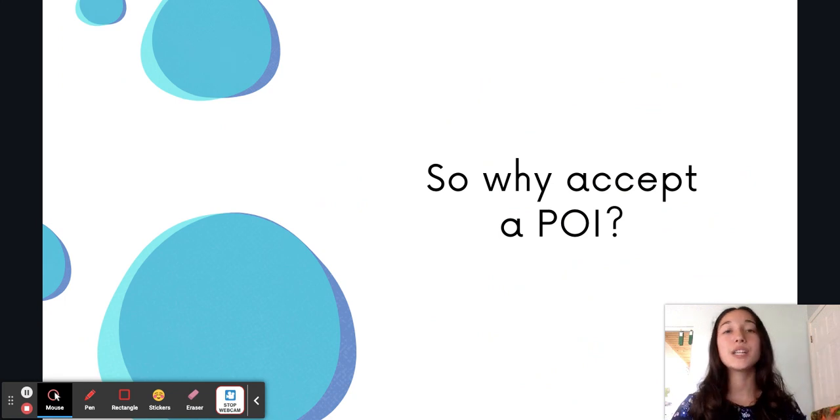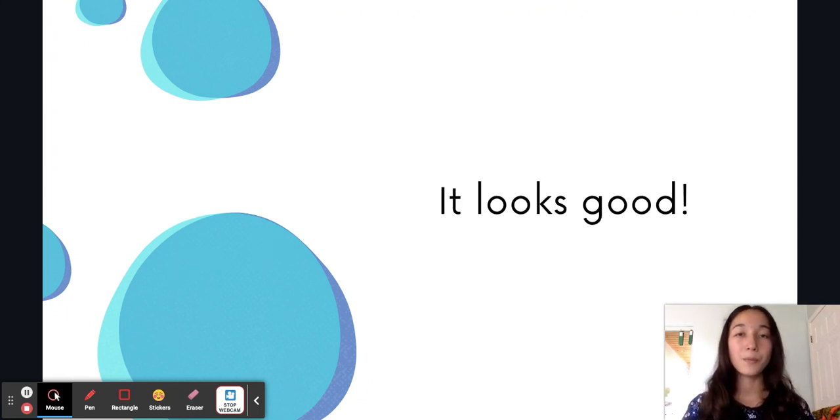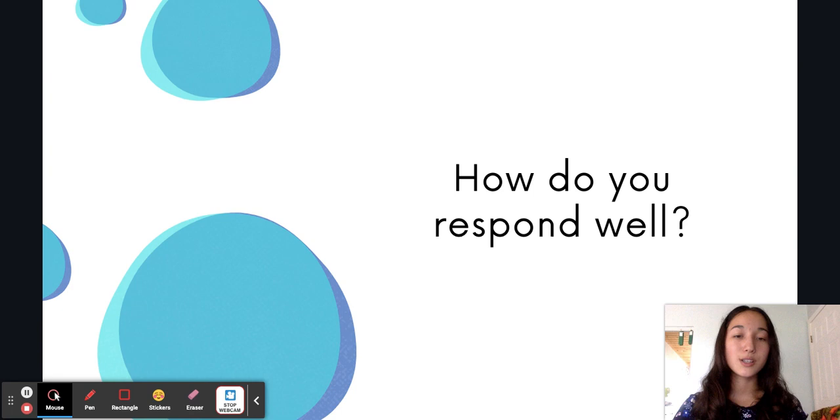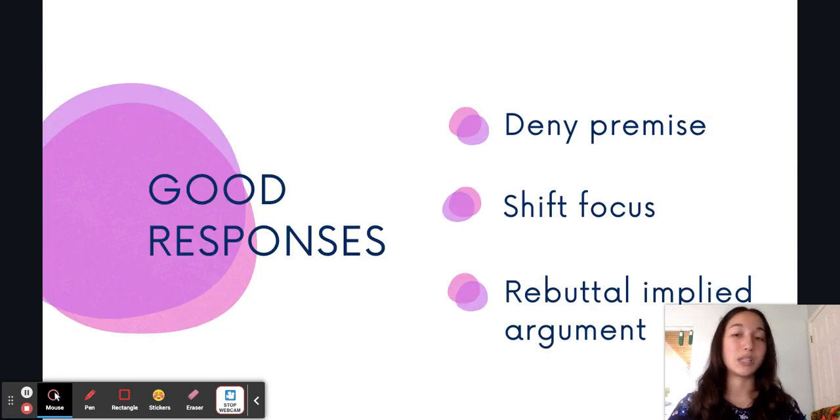Okay, so if the intention of a POI is to trip up your opponents, why would you even accept a POI? It is, after all, sucking up your time. Well, if your opponents are trying to trip you up and then you answer really well, it looks good. So now the question is, how do you respond well to a POI? Well, here are some good ways to respond.